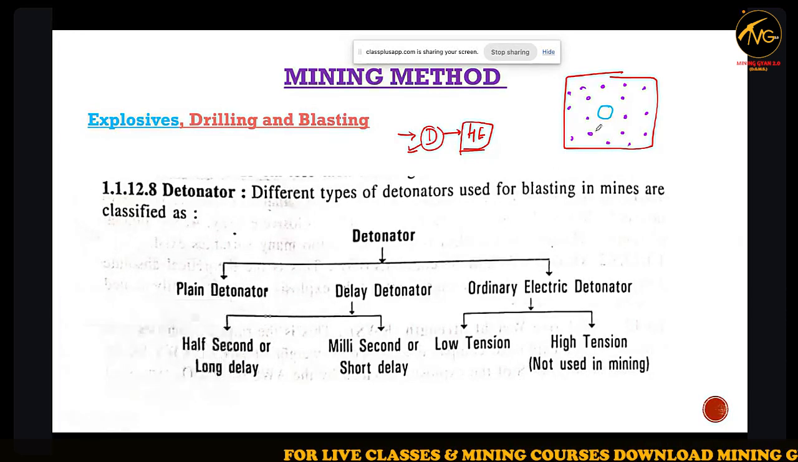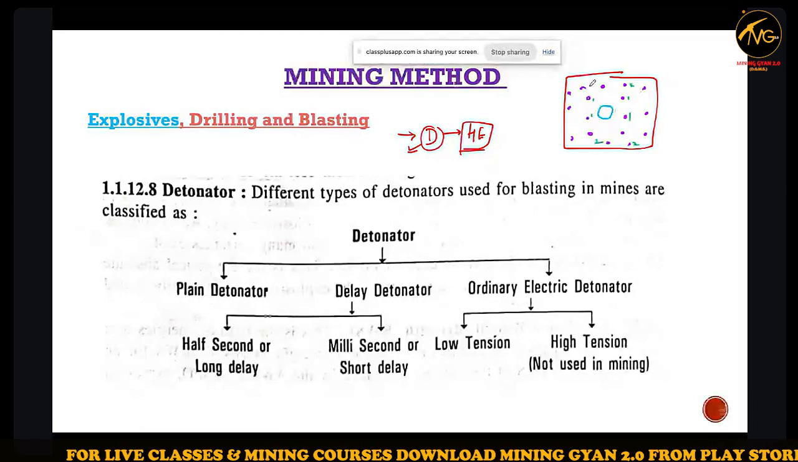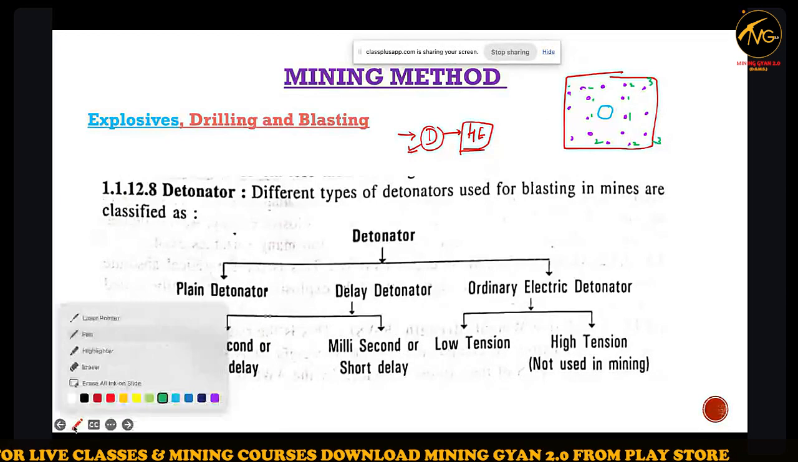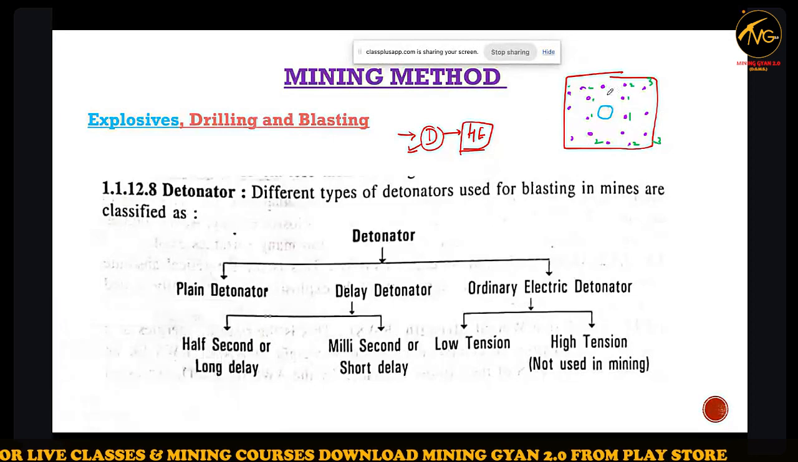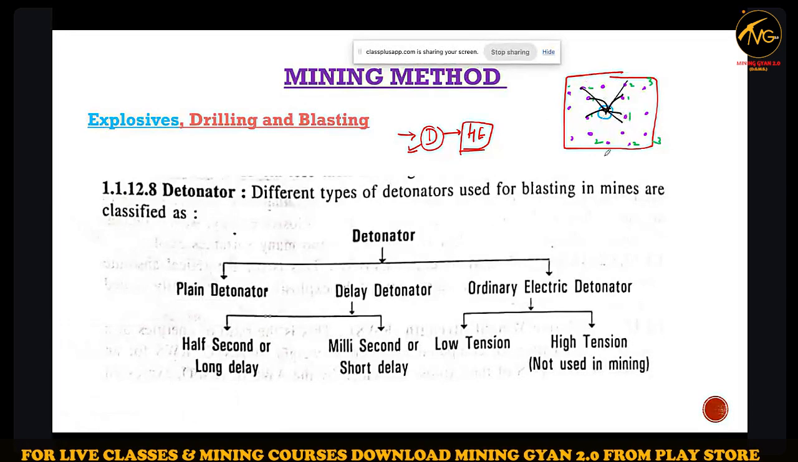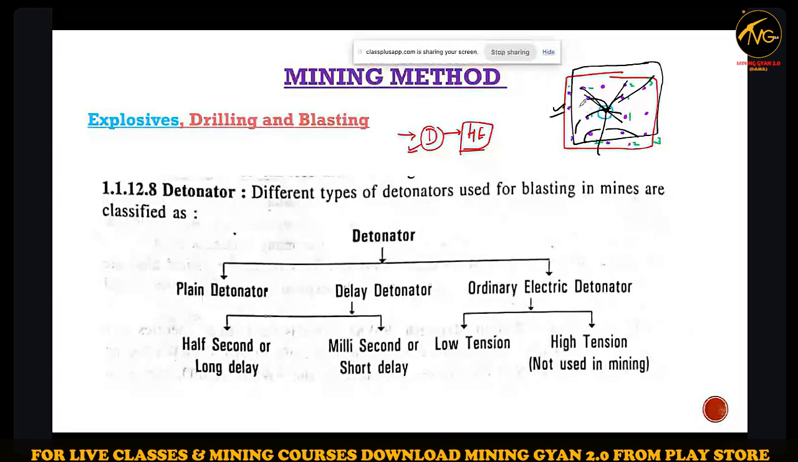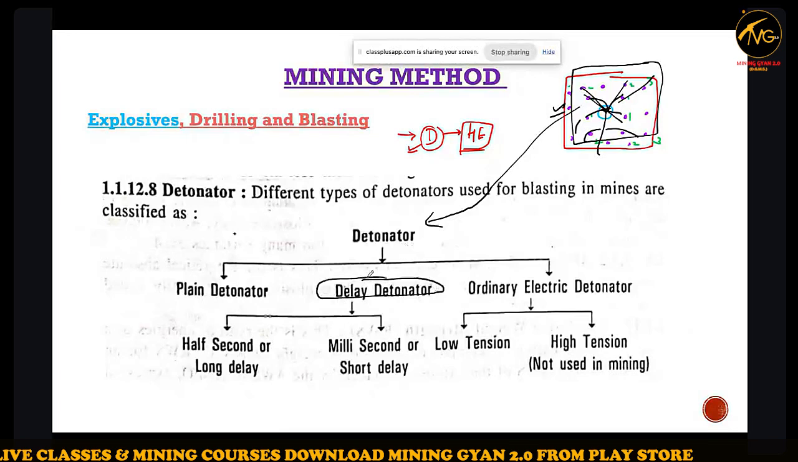So you use delay, जैसे 1 millisecond, 1 millisecond, 1 millisecond, 1 millisecond, then 2 millisecond, 2 millisecond, 2 millisecond, 2 millisecond, then 3, 3, 3. What it means? When we will blast it, so this 1 millisecond will firstly break, then second, then third, and we will get our blasted face. Okay, for this process we need a delay detonator, which I have discussed.